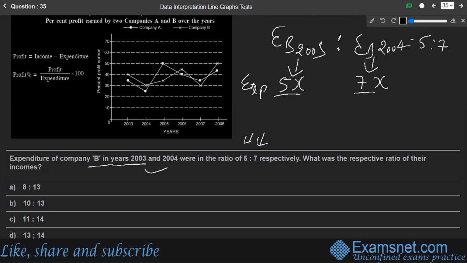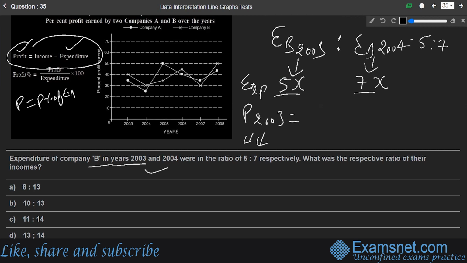Now we are supposed to calculate the profit value, because the formula for finding out income utilizes expenditure and profit both. So clearly we are supposed to find out the profit in both the years. So profit in 2003 can be calculated as, if you see the formula, profit can be calculated as P percent of expenditure. So profit in 2003 is P percent of expenditure in 2003.